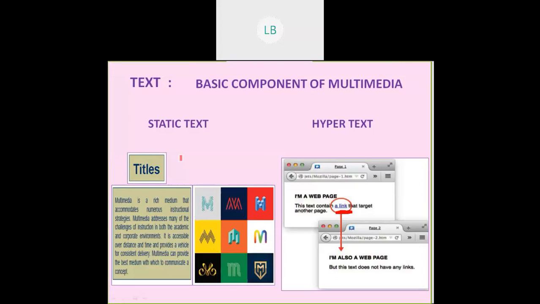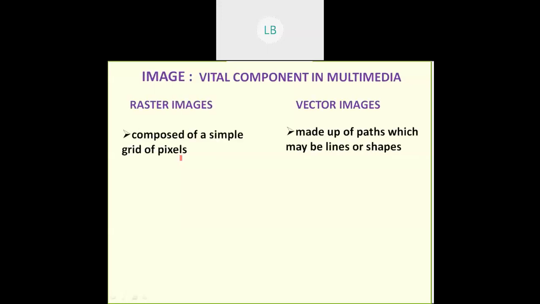Let us move on to the next component. The next component is image. It is a vital component in multimedia. There are 2 types of images: raster images and vector images. Raster images are composed of a simple grid of pixels. A pixel is nothing but the smallest addressable element of the picture, a picture element.